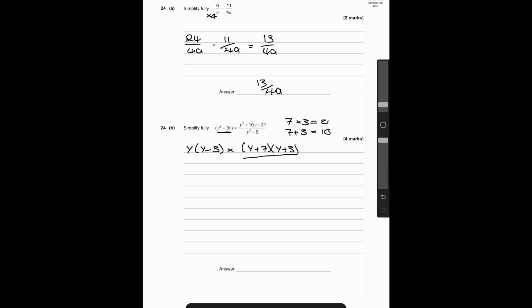Our denominator is a difference of squares question, which means we're going to have the same things in each bracket, but different signs. Square root of y squared is y, and the square root of 9 is 3. Add in different signs. Now cancel out anything that's repeated.